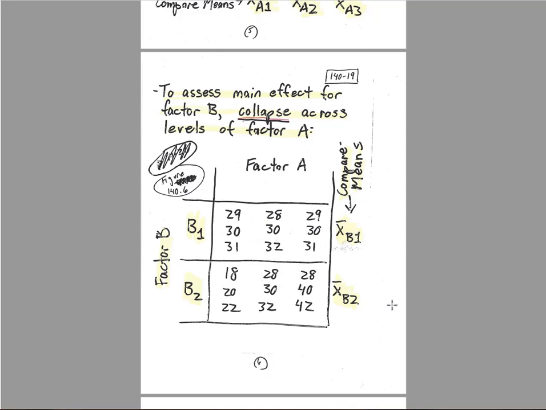I've got the 9 people that suffered from major depressive disorder. What's their mean score on psychological health? It's represented by this symbol. Is there a statistically significant difference between this mean versus this mean? If yes, that indicates I've got a statistically significant main effect for factor B. I have collapsed across levels of factor A. I pretended there was no factor A. That's what we mean by collapsing across levels of the other factor.